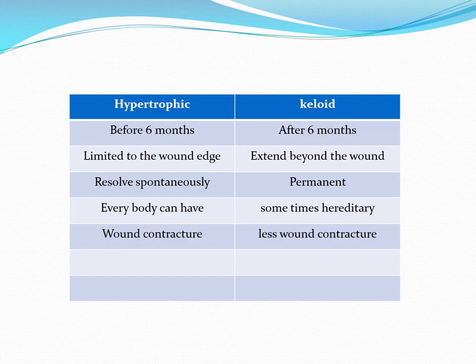abnormal wound healing. The hypertrophic is limited to the wound edge, but the keloid extends beyond the wound edge. Hypertrophic resolves spontaneously and does not need extensive management, but keloids need very strict regimes of management and long duration of management. Everybody can have a hypertrophic scar, but keloid is usually hereditary and runs in families. Hypertrophic scar does produce wound contracture, but keloid is less likely to produce wound contractures. And thank you.